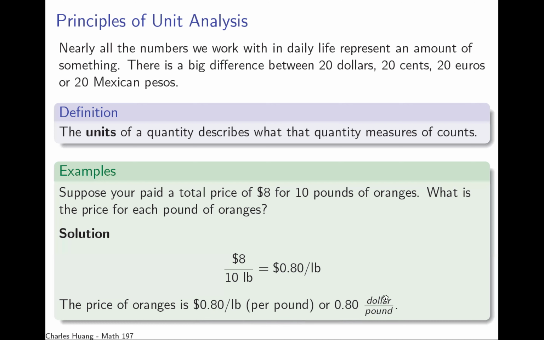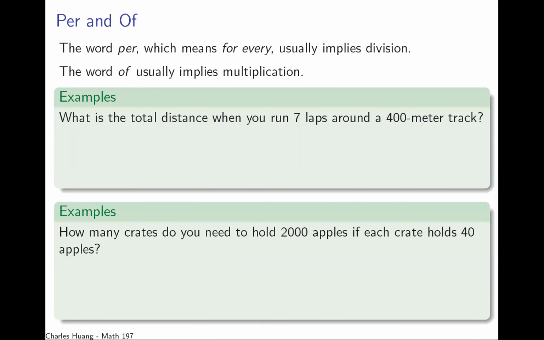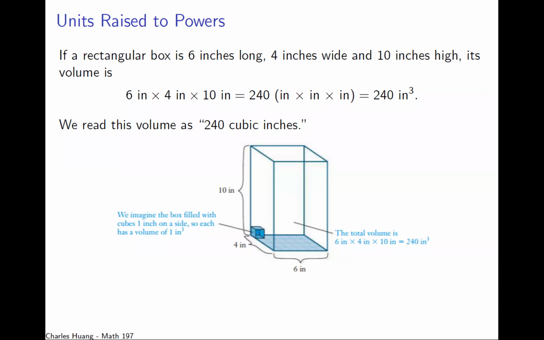And what this means is that we have $0.8 per pound. We usually use the words "per pound" to describe this unit, dollars per pound. And that tells us that in one pound, it costs us $0.8. Now we'll talk about what per and of is later. We'll use them later on. But what I want to show you right now is a couple of other things.